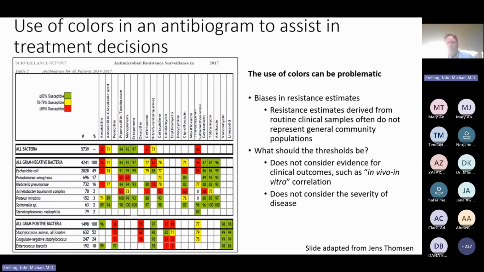That's one problem. And what should the threshold be? Here, somebody decided the threshold should be 70 and 80%. But it doesn't consider things like severity of disease. For things like meningitis, which is immediately life-threatening, or things like gonorrhea, which is not immediately life-threatening for most people, but from a public health perspective, a successful outcome is very important. In these situations where there's either life or death on the line, or there's a significant public health risk of transmissibility, a lot of guidelines will say 95% susceptible.